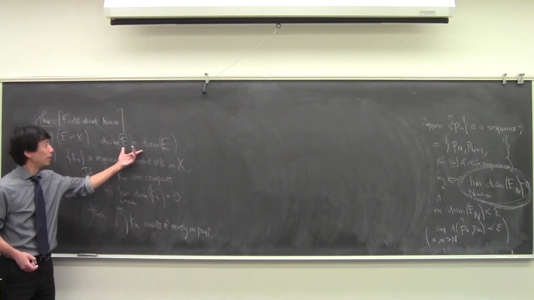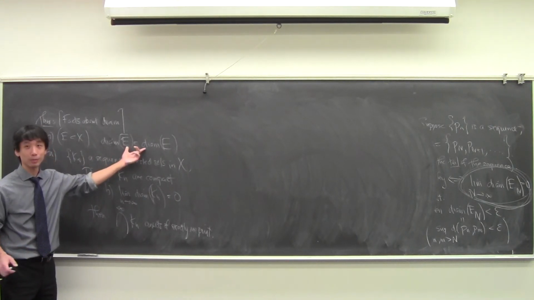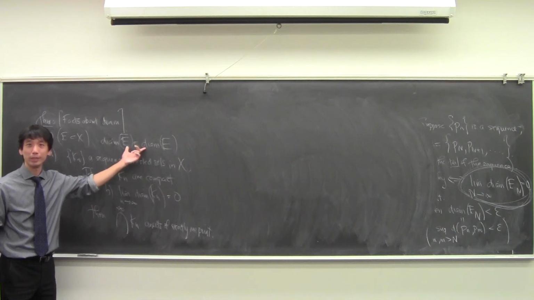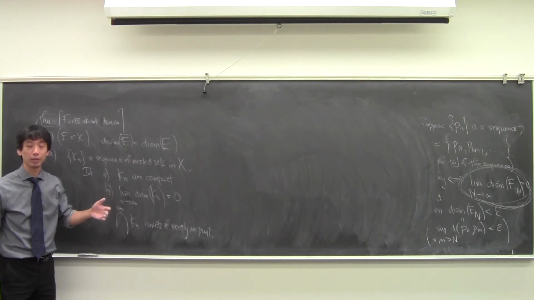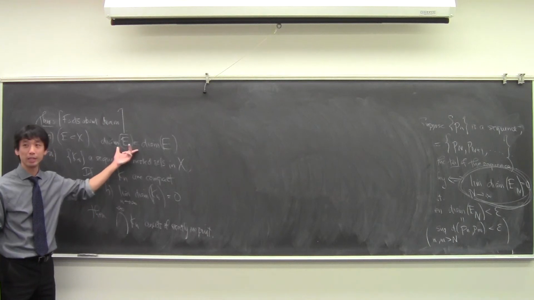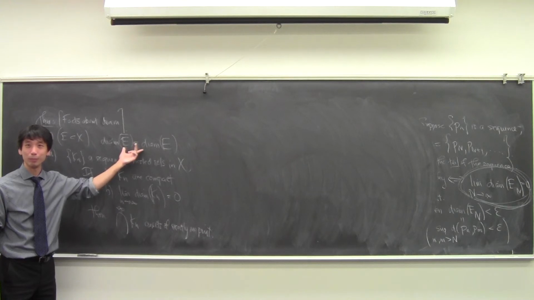Okay. Can anyone tell me why this first one should be intuitively clear? Should be true? You have a set, you have the closure of the set, right? In other words, you throw in the limit points, right? And I'm saying that you don't change the diameter at all. You throw in the limit points. Why does that seem pretty clear?